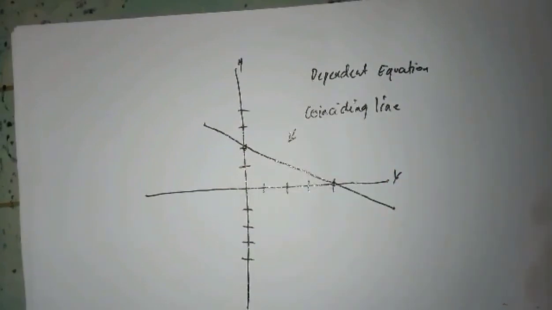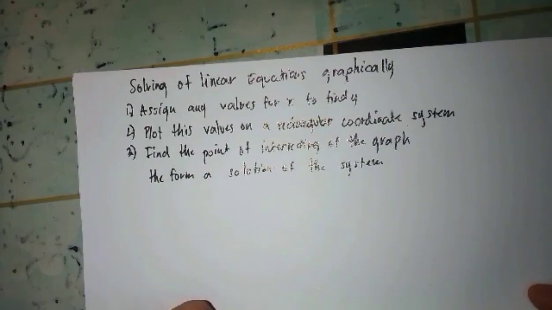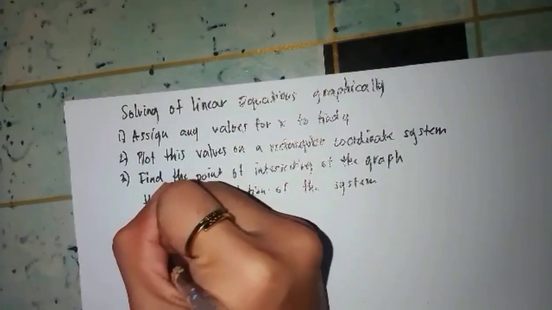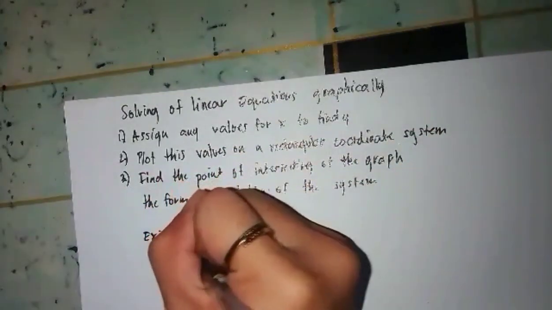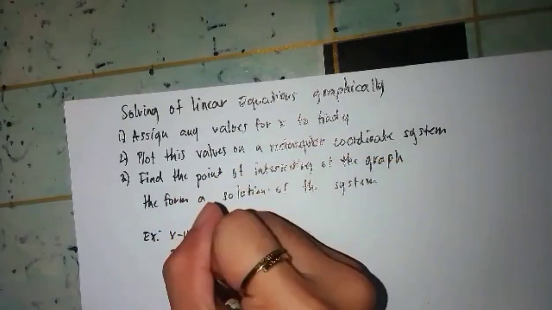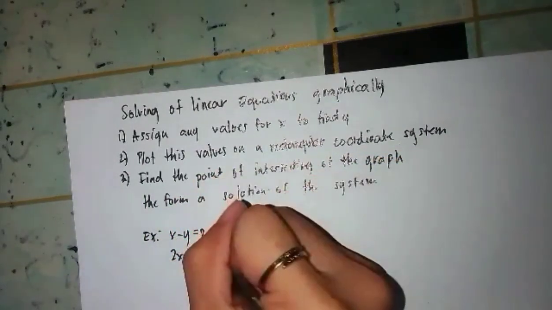And let's proceed to solving of linear equation graphically. One is assign any values for x to find y. Plot these values on a rectangular coordinate system. And third step is to find the point of intersection of the graph and form the solution of the system. And let's go for an example. Example is x minus y equals 2 and 2x plus y equals 4.